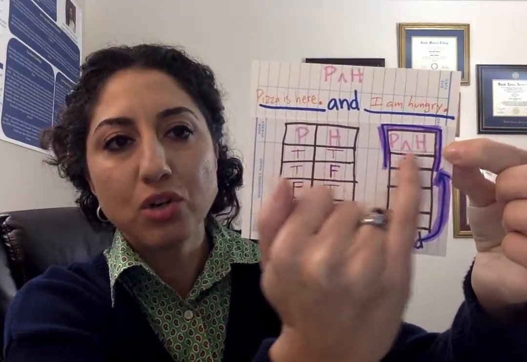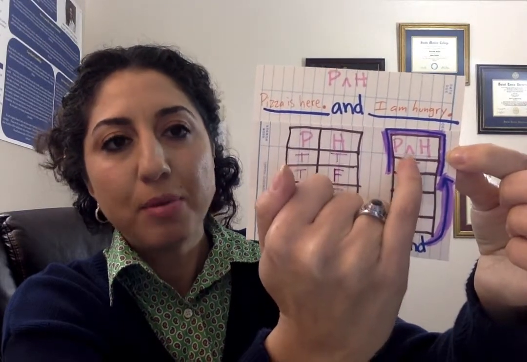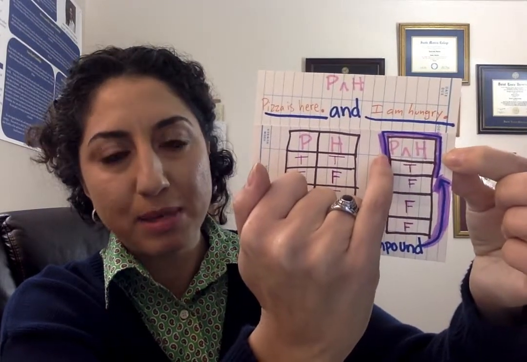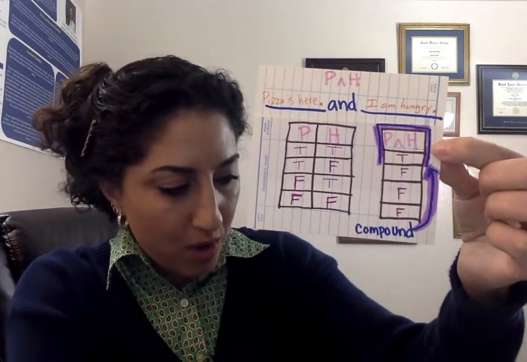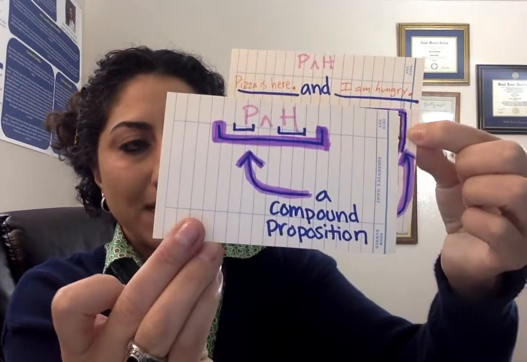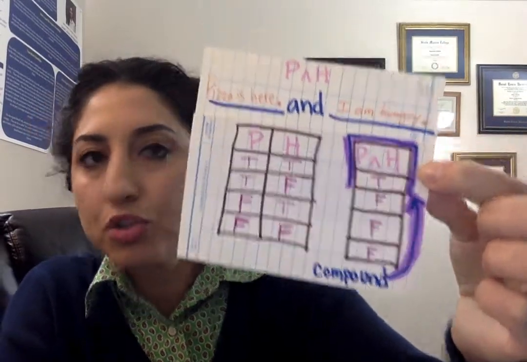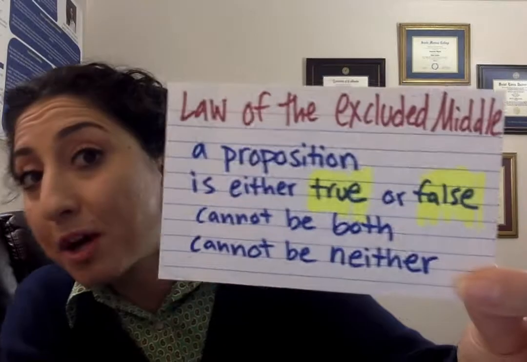So having this logical connective and putting together the atomic proposition P, pizza is here, with the proposition H, I am hungry, gives a whole new idea. And the whole new idea has its own truth value. So truth values include falsity, because if a proposition is false, then its truth value is false. And then compound propositions have their own truth values. Atomic propositions have their own truth values. Every proposition is either true or false, not both and not neither. Or it's not a proposition.